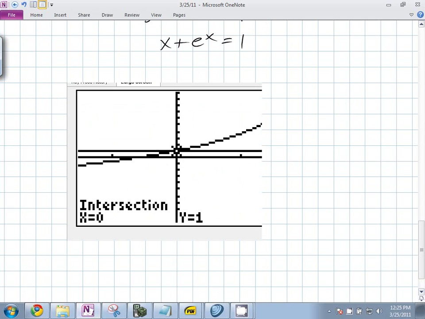So in this case, the intersection point is (0, 1). There you go.